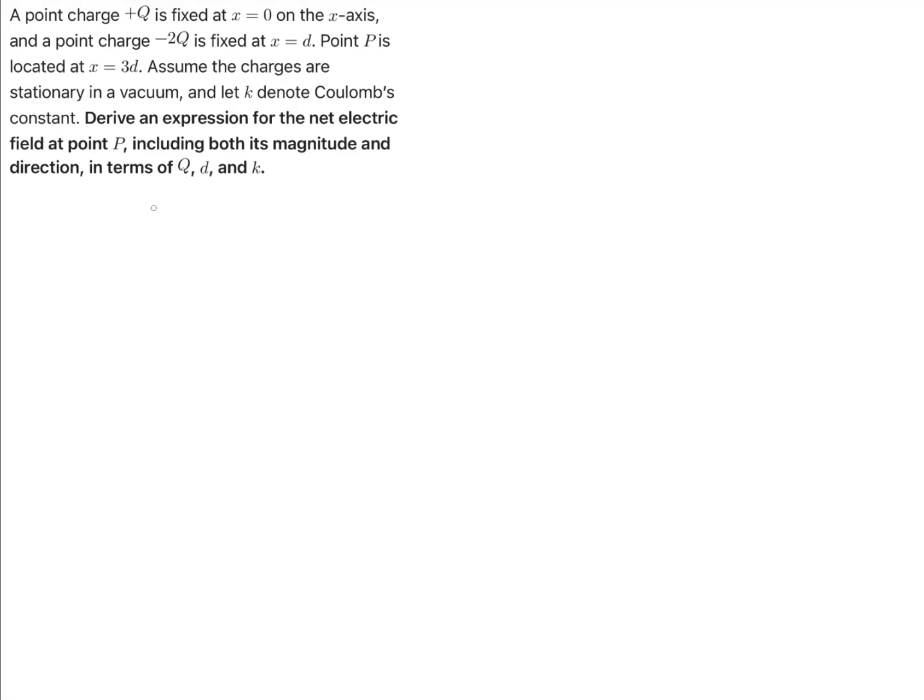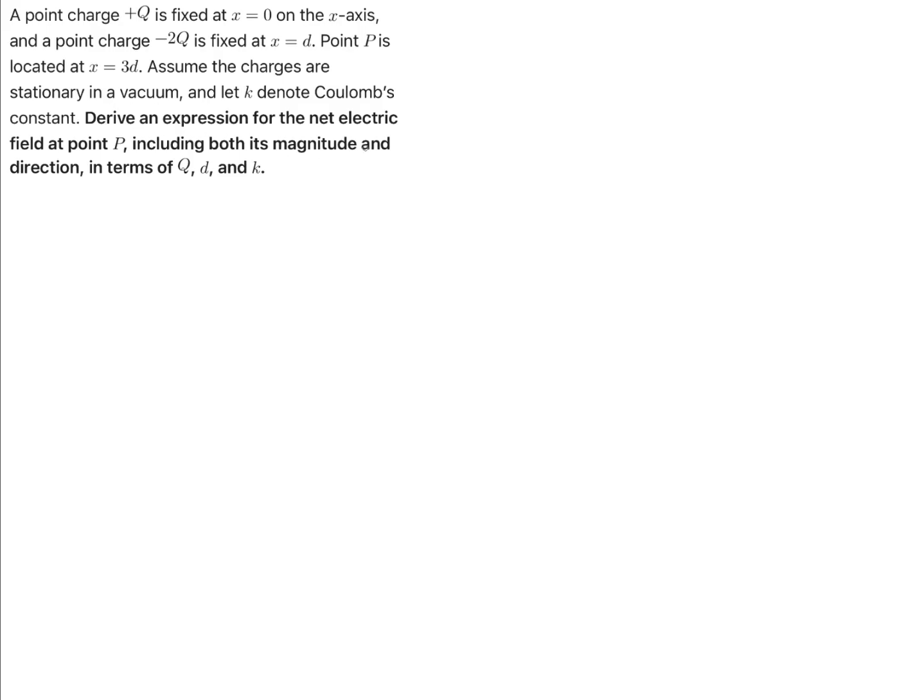A point charge of charge plus q is fixed at x equals 0 on the x-axis, and a point charge of charge minus 2q is fixed at x equals d. Point P is located at x equals 3d. Assume the charges are stationary in a vacuum and let k denote Coulomb's constant.